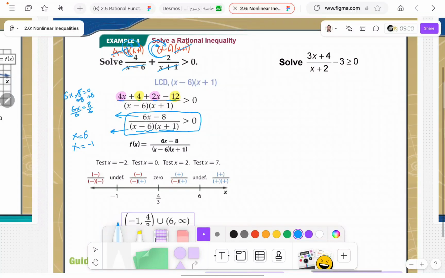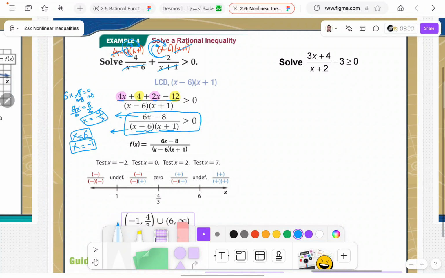Divide by 6, divide by 6. So x is equal to 4 over 3. So now, as you can see, I have 3 x's. So always you have to test also the numerator x. Don't just take the denominator x's, you have also to take the numerator.